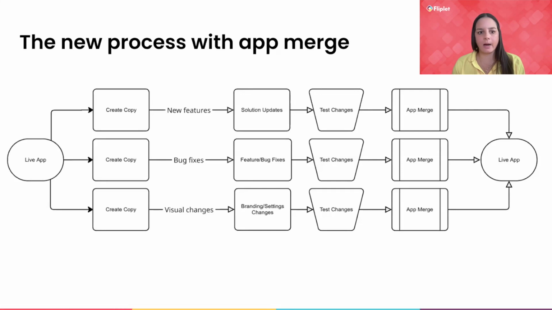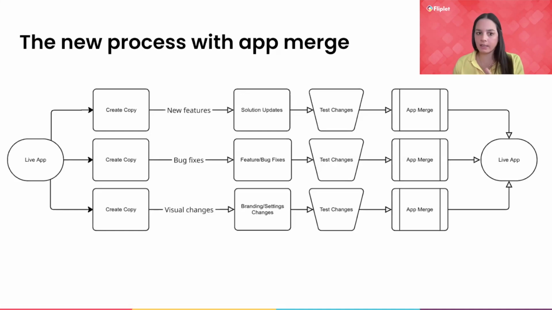So here you'll see a live app. You'll see 3 different copies created for 3 different purposes. So one for rolling new features into the app, one for bug fixes, and one to make some visual changes. So that those copies have been made. In the new feature version, you have a FLIPLET Studio expert making some changes for you in there. The next copy, you have bug fixes, you have a hardworking developer in there making a lot of changes and bug fixes. And then maybe you have someone from your marketing team doing a design overhaul to your app. So those 3 separate apps will be worked on in isolation by those individuals.